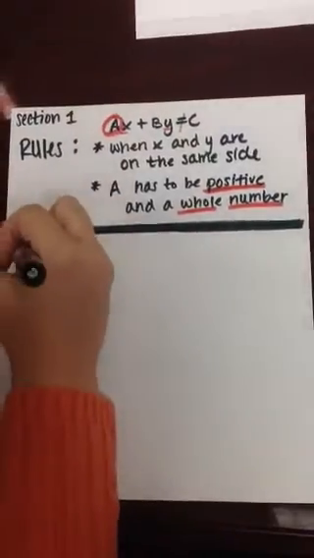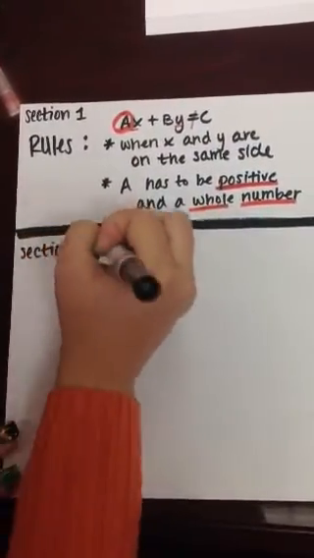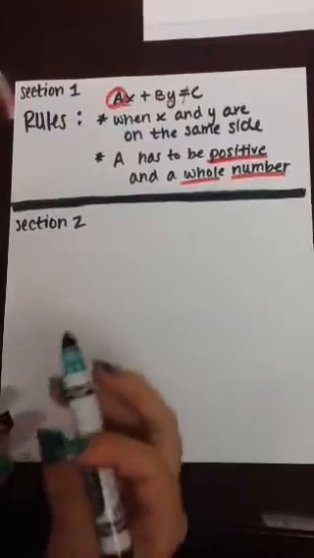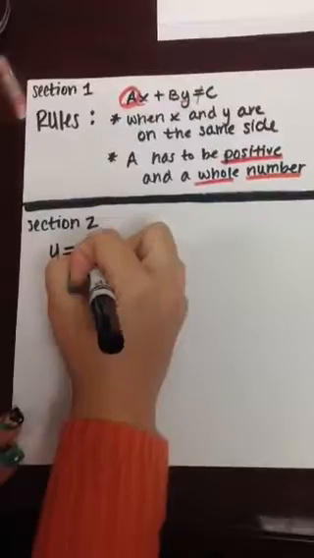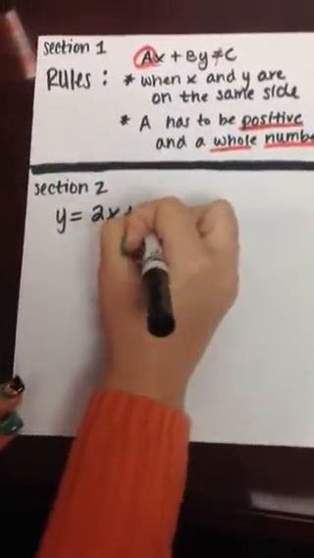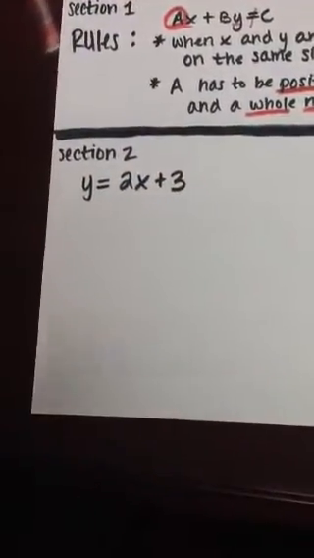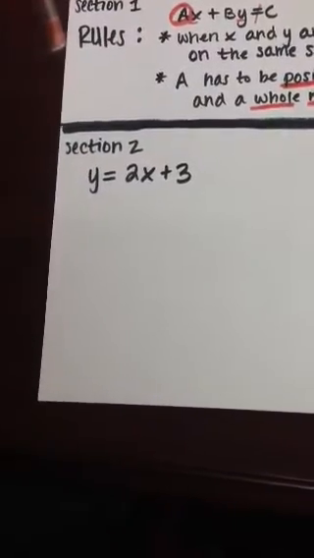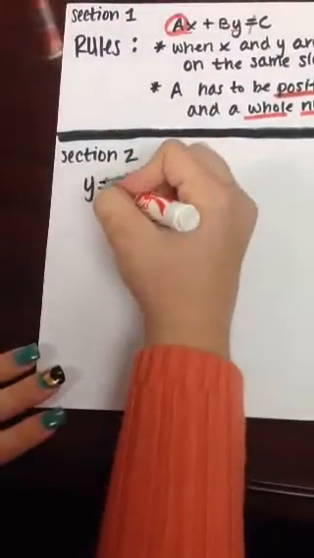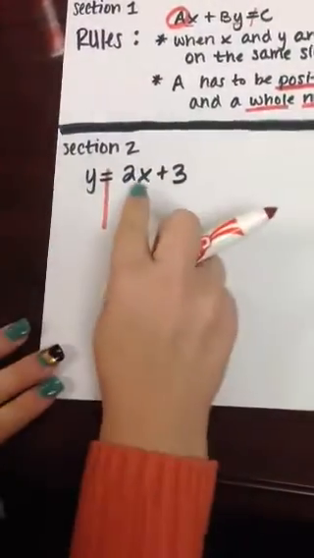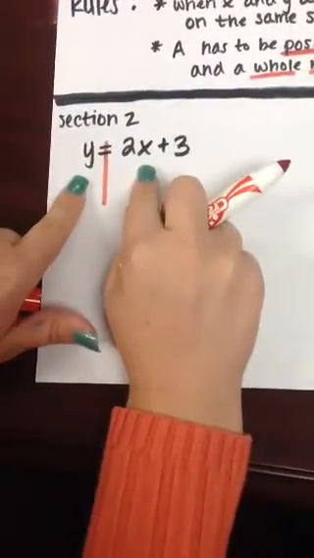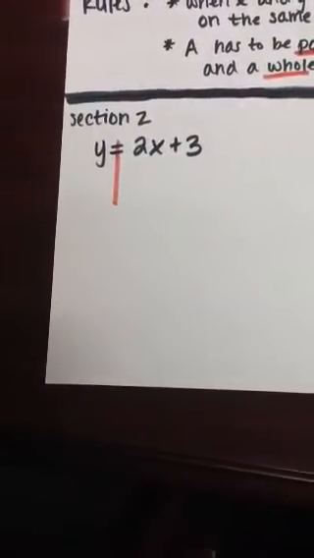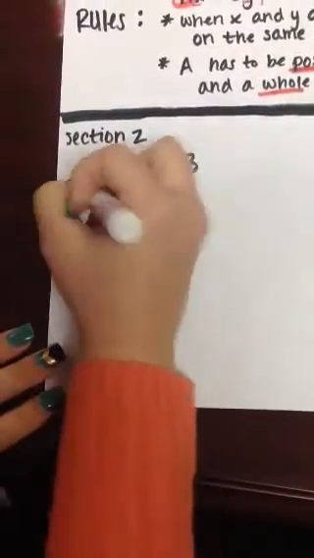Now section 2, we're going to start off with a very simple example. In section 2, if you are already given the equation in slope-intercept form, how do we change it to standard form? Well, we already know that X and Y have to be on the same side. So the first thing we're going to have to do is move this X to the same side as your Y. Right now they're on 2 different sides. So you always do the opposite. So if it's a positive 2X, we're going to subtract our 2X.